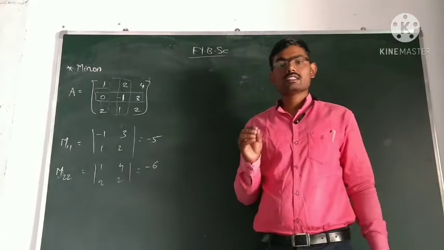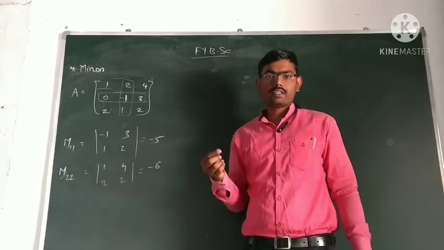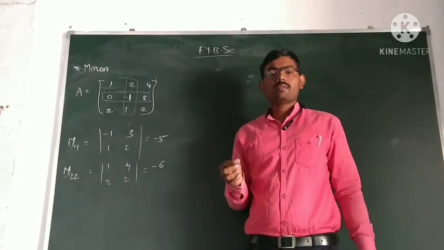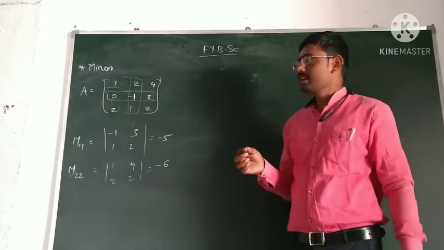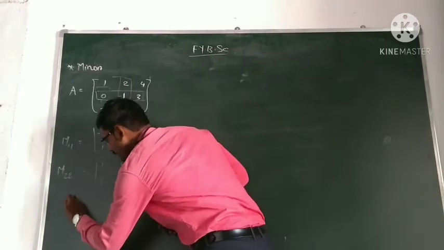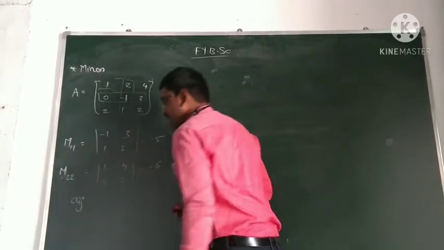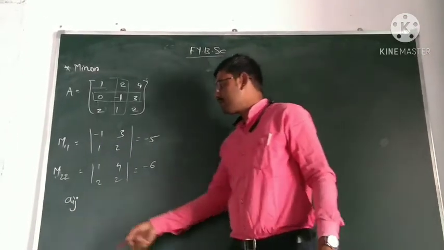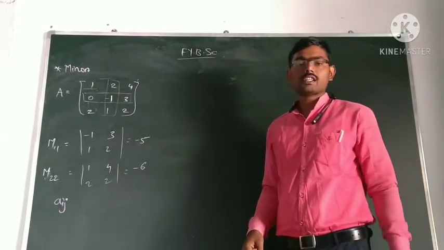The minor of the element Aij is the determinant of the submatrix obtained by deleting the ith row and jth column. Suppose Aij is the element. Then we have to find the minor of this Aij. How do we obtain the minor?